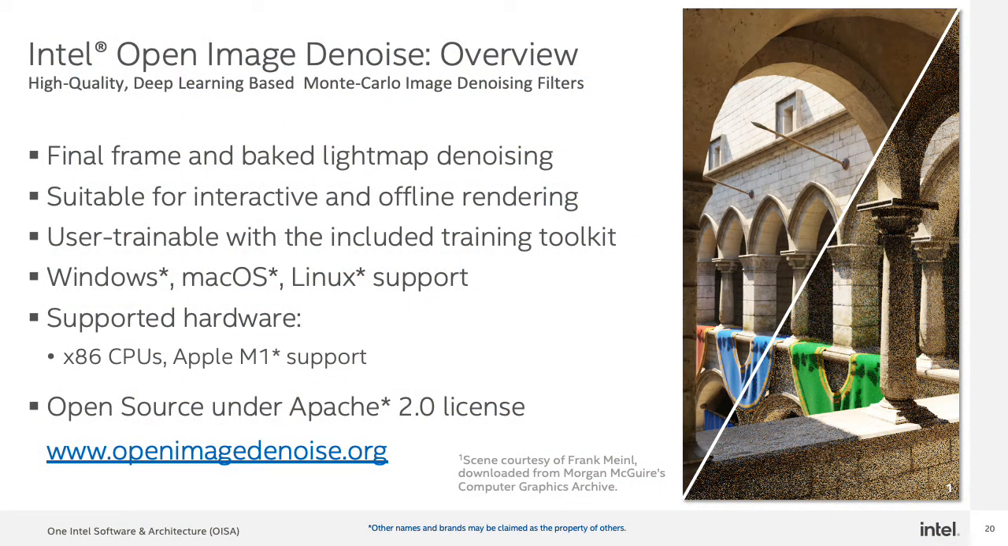So here is the overview slide for Open Image Denoise. It is an AI-based denoiser that focuses on high-quality denoising for multiple applications, suitable for preview, for final frame, and for baked light map denoising. And like with Embree and all the libraries in the oneAPI Rendering Toolkit, it is available on Windows, macOS, and Linux under the open source Apache 2.0 license. And we will note here, Open Image Denoise is multi-platform. We support x86 and Apple M1 CPUs.